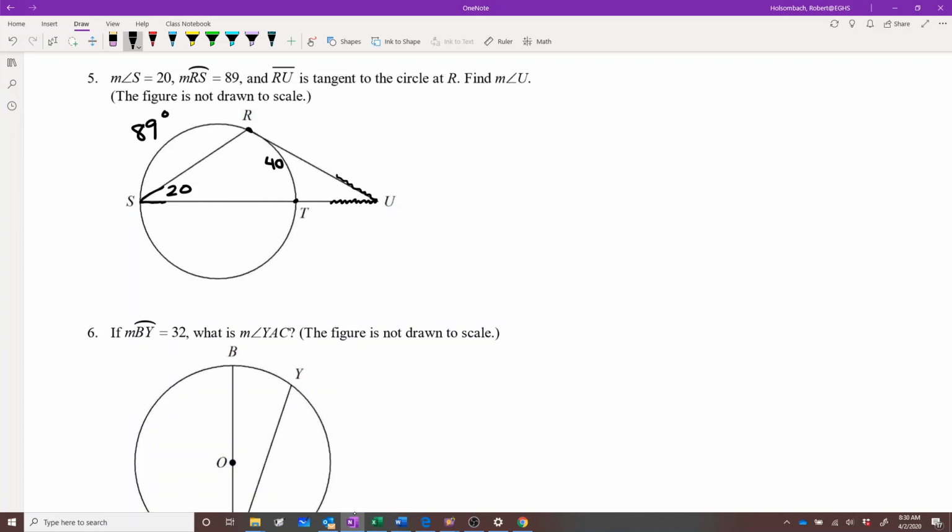Alright, so this is your rule related to a tangent and a secant. So the measure of angle U is going to be equal to 1/2 of, again, it's the big arc minus the little arc, so 89 minus 40. So the measure of angle U is going to be equal to 1/2 of 49, and half of 49 is equal to 24.5 degrees.